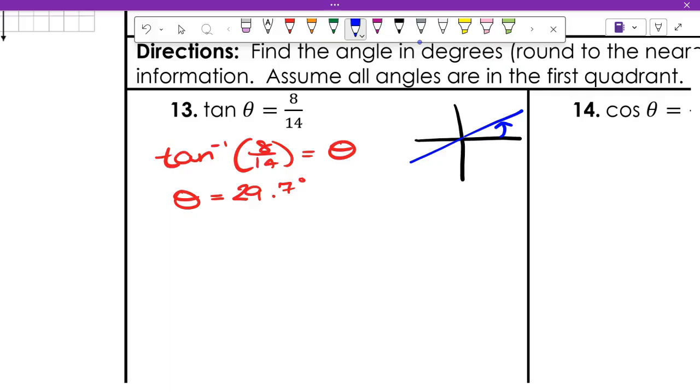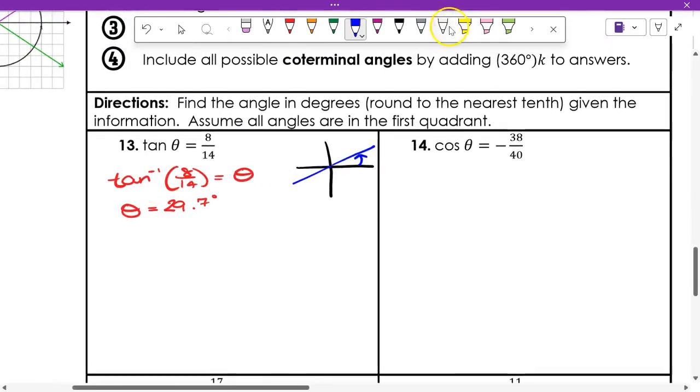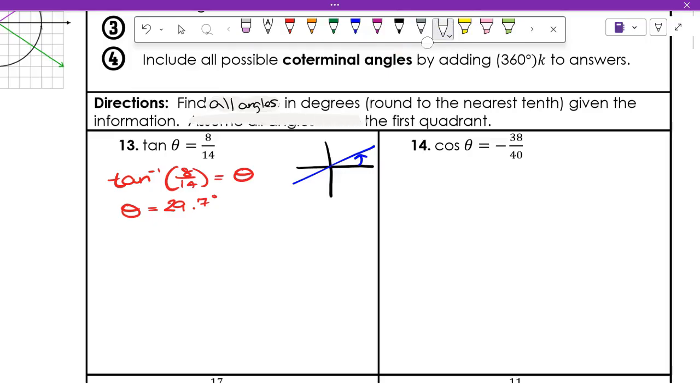Now what we're going to be doing here is finding all angles. I'm going to change these directions a little bit. Instead of find the angle in degrees, we are going to find all angles in degrees given the information. So that's finding every single angle that I need to have. We're not going to assume they're all in the first quadrant, because that is not at all what we are doing here.